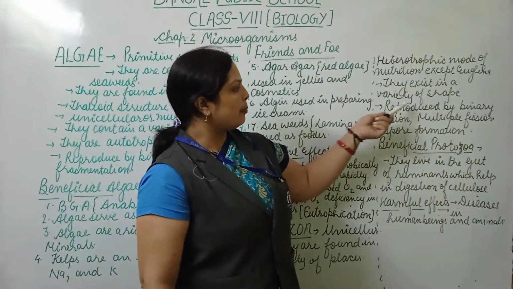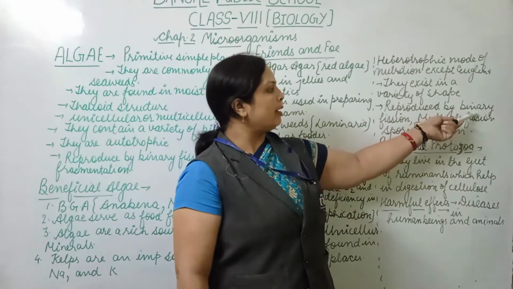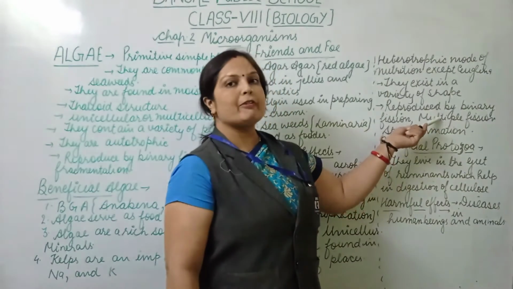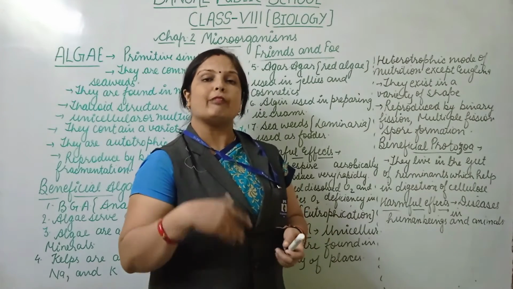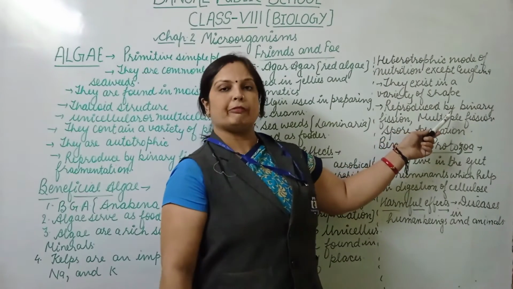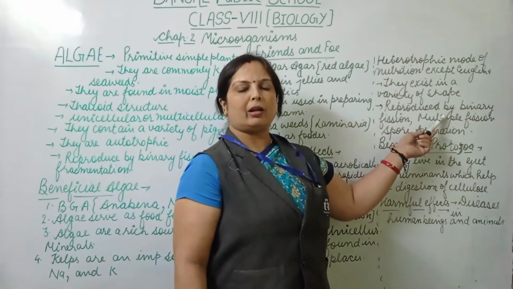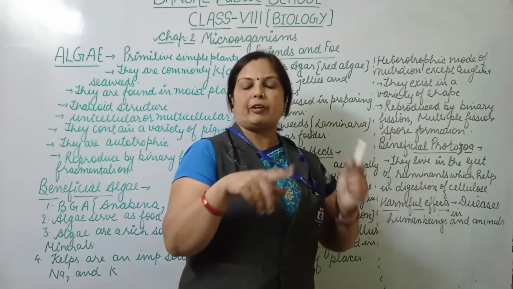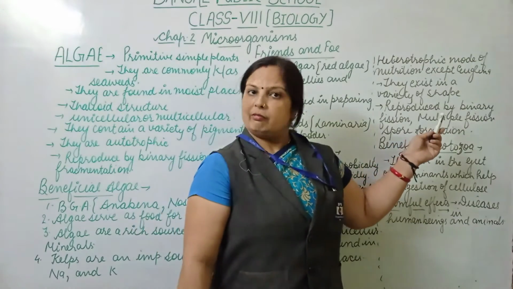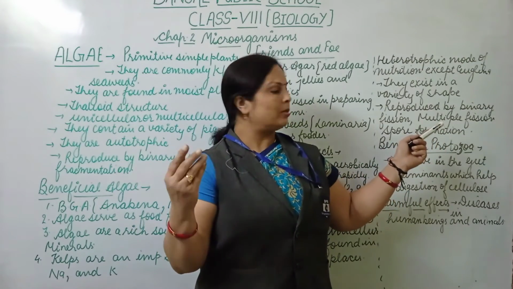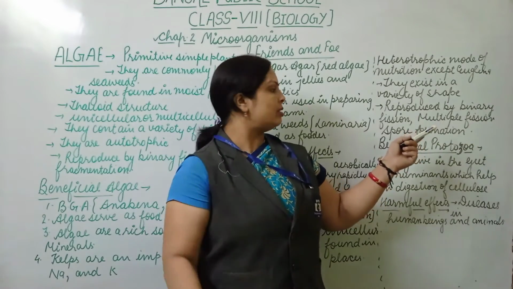Clear? And they reproduce by binary fission, multiple fission, and spore formation. Binary fission, is it clear? Multiple fission: when the parent body nucleus divides into more than one nucleus, this is known as multiple fission. Multiple fission occurs in unfavorable conditions, and in unfavorable conditions, protozoa form a protective covering, and this is known as a cyst. When favorable conditions arrive, the cyst ruptures, and a new individual organism is released.